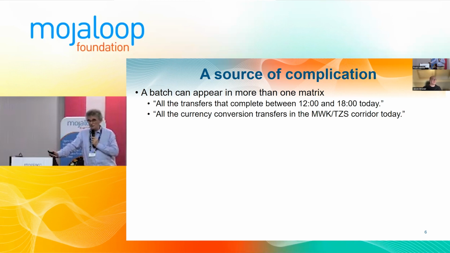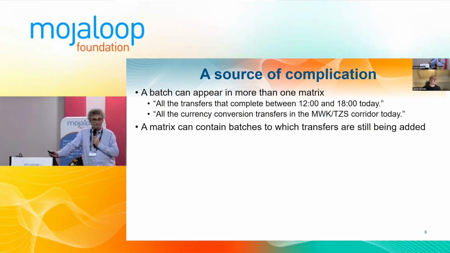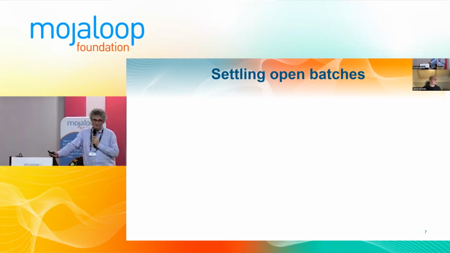We definitely didn't want it to be exclusive. We thought that would be unmanageable if we only allowed a batch to appear in one matrix. We thought that was almost certainly going to result in batches not properly being settled, because people would not notice whether their matrices were completely flush with each other or whether there were gaps between them. And as we said, a matrix can contain batches to which transfers are still being added.